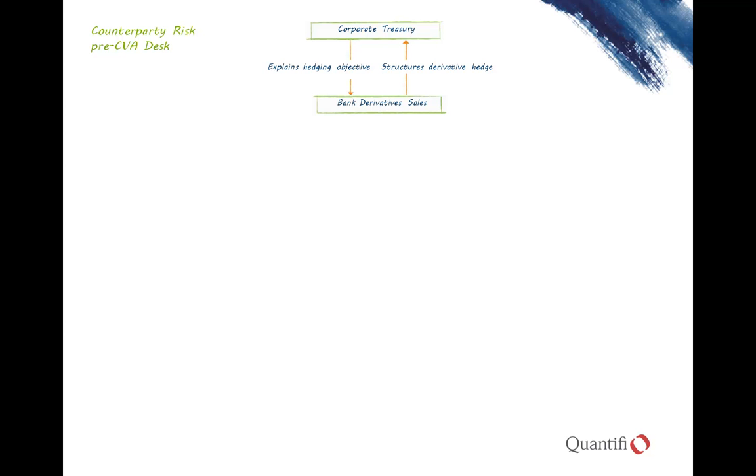In any of these cases, the corporate treasurer explains the hedging objective to the bank's derivatives salesperson, who structures an appropriate transaction. The salesperson requests a price for the transaction from the relevant trading desk, which provides a competitive market price with credit and capital add-ons to cover the risk of losses due to deterioration in the credit quality of the counterparty or actual default.